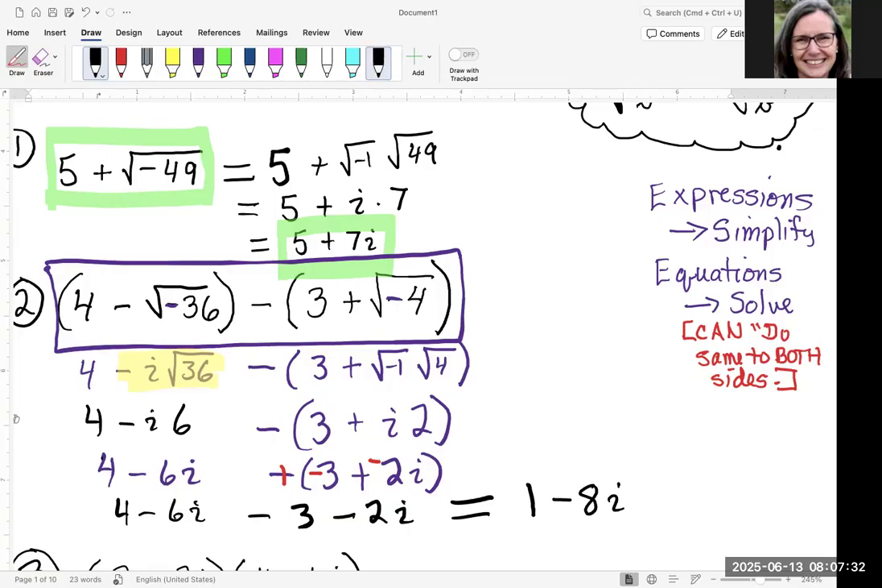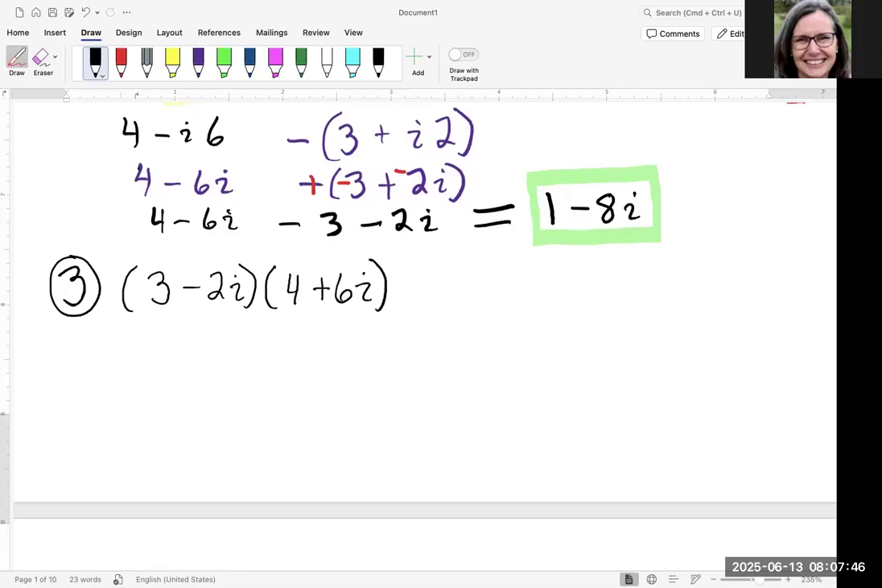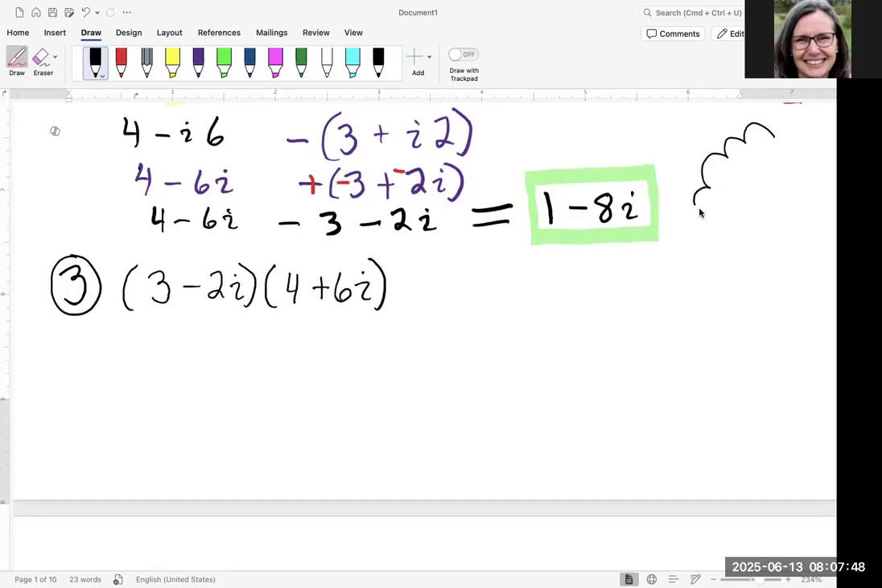Once you've gotten rid of any negatives under the radical, converted it to i, you can, for the most part, treat i just as you would treat any variable. The difference, and what you need to remember, here's a little thought bubble again, is that whenever you have an i squared, it is the same value as -1 in the real world. So here, when we're multiplying these complex numbers, multiply my first numbers.